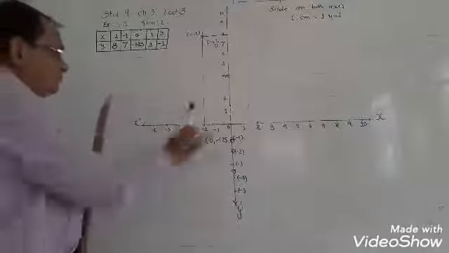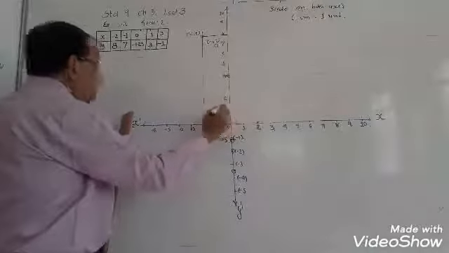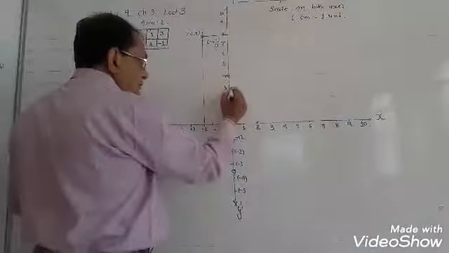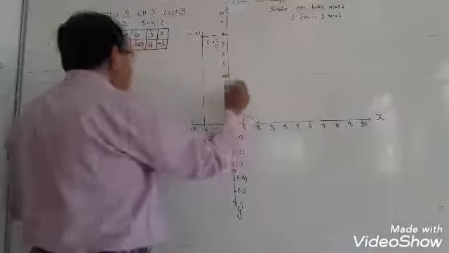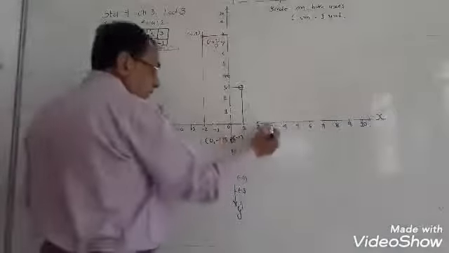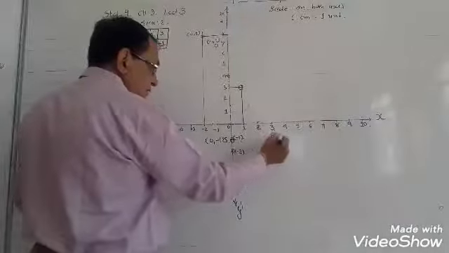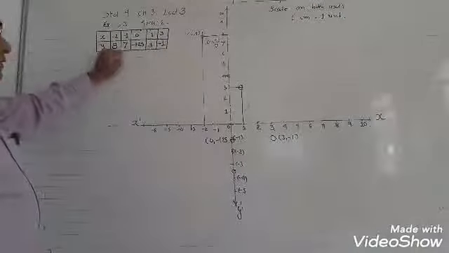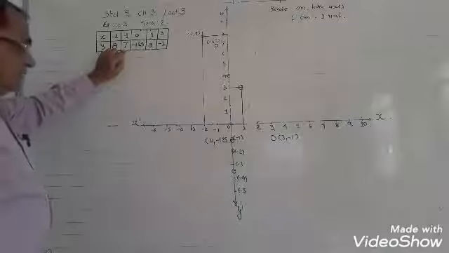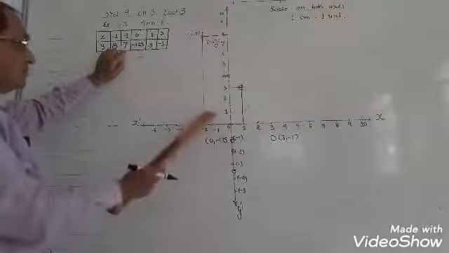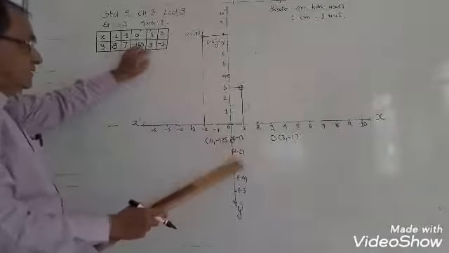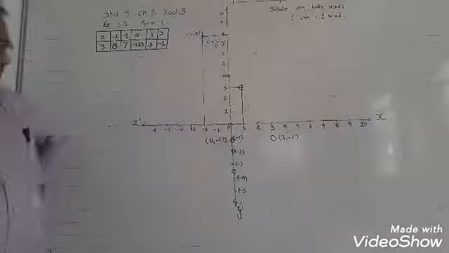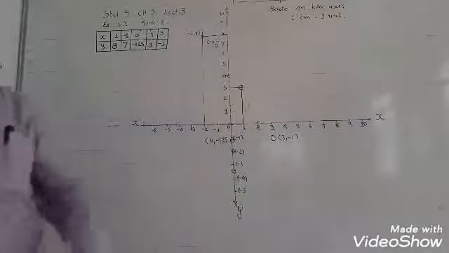Fourth point, 1 and 3. 1 is on the x-axis, 3 is here, right? 1 and 3. And 3 and -1, that is here. -1 and 7 is in the second quadrant, on the y-axis side. 1 and 3 in the first quadrant, 3 and -1 is in the fourth quadrant. Okay, like this you have to do it.